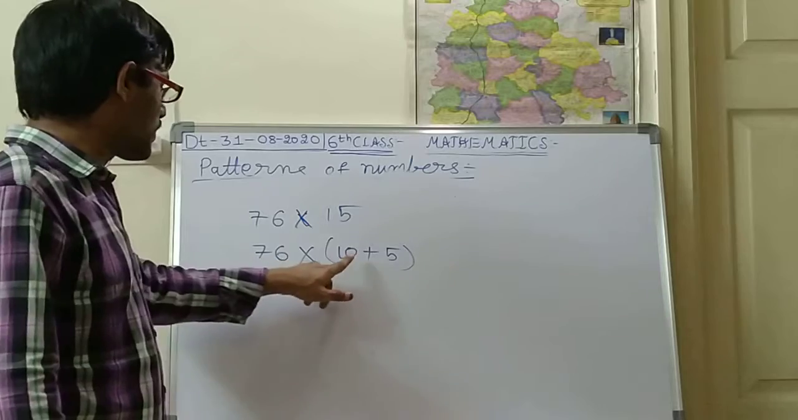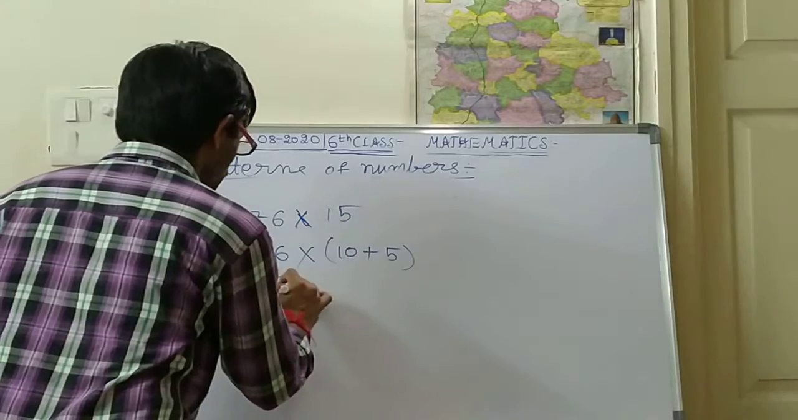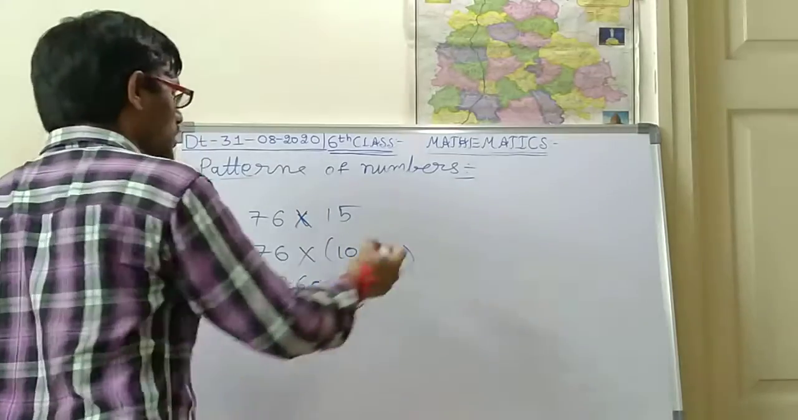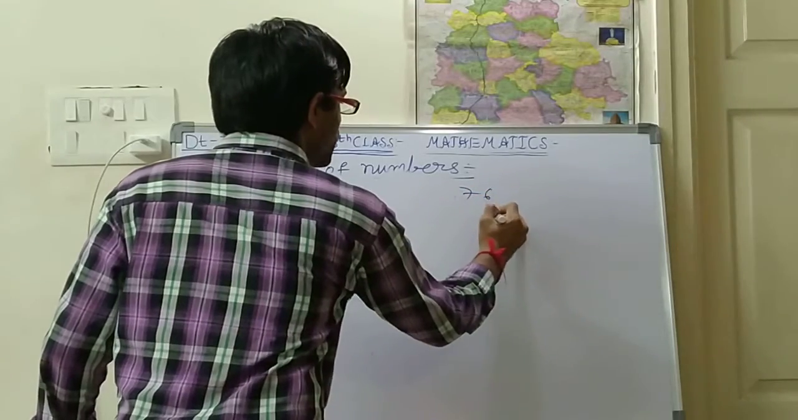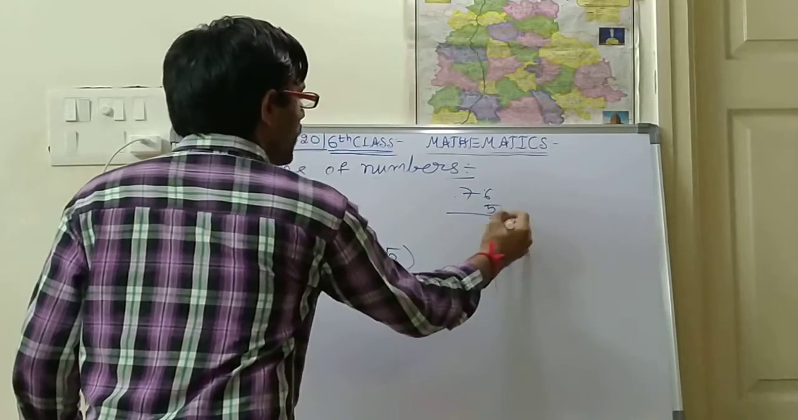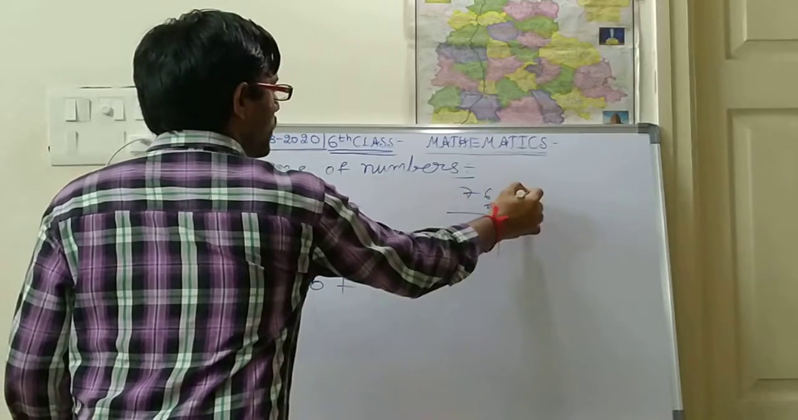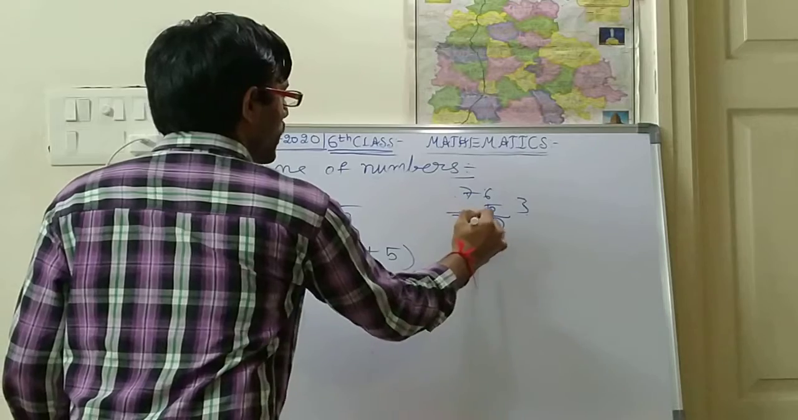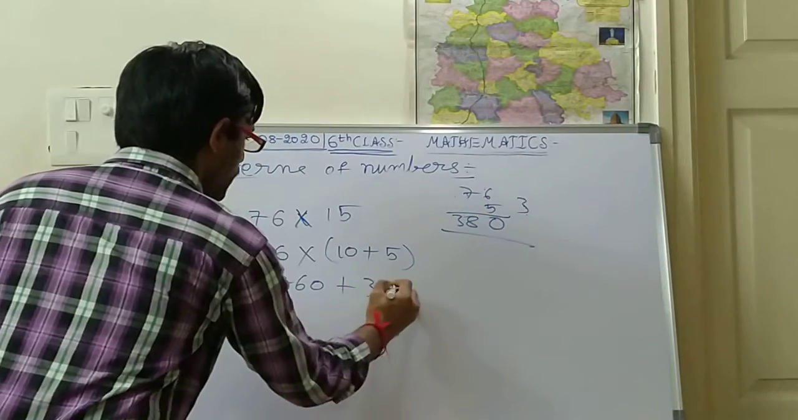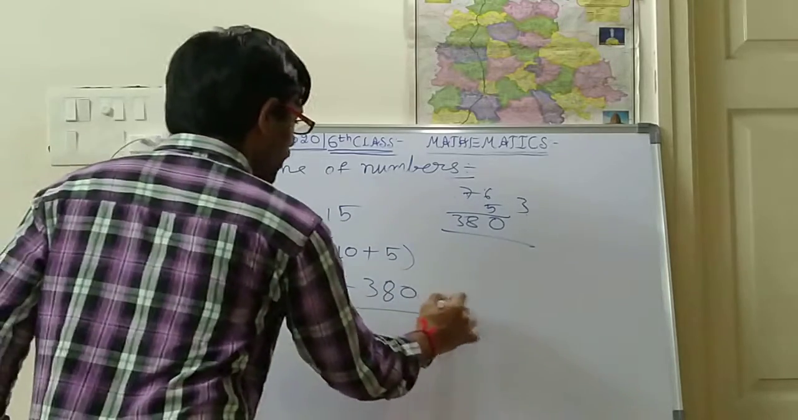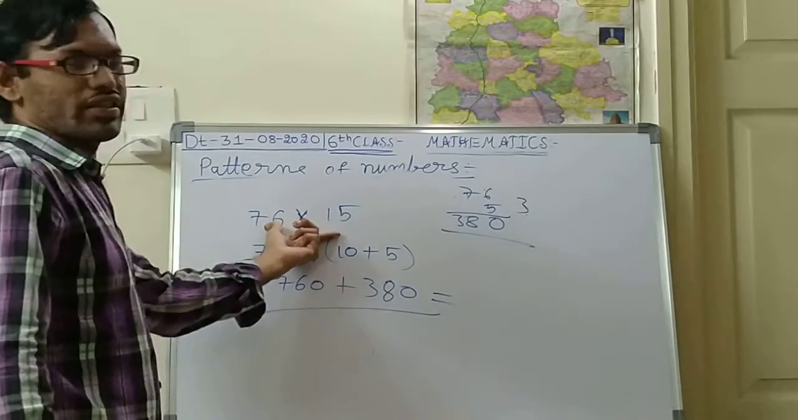So 76 into 10. What is 76 into 10? 760, plus 76 into 5. What is 76 into 5? 5 6s are 30, 5 7s are 35, plus 3 is 38. So 380 is the answer. So 760 plus 380. If you do this addition you will get the result.